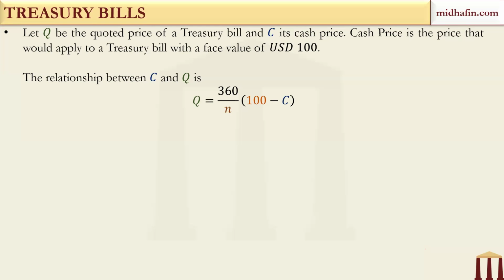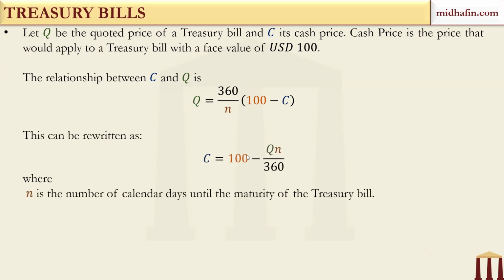Now let's say you are purchasing this treasury bill at 6 months from now, so only 6 months are left to maturity. You will have to find the cash price of the bond. Q will still remain 5, but your N will become 180. You can do the maths, because there is a second formula to find the cash price: 100 minus QN by 360, where Q is the quoted price, which is the interest rate on the face value of the treasury bill, the yearly interest rate. Q is always the yearly interest rate.